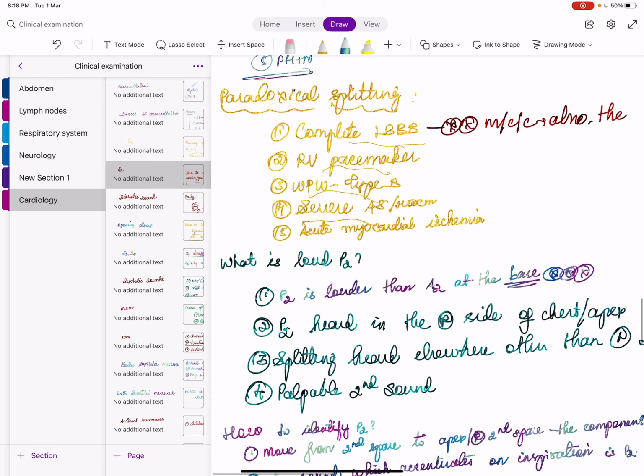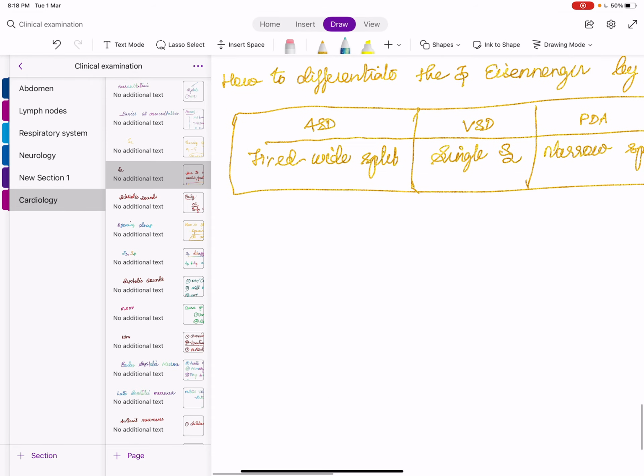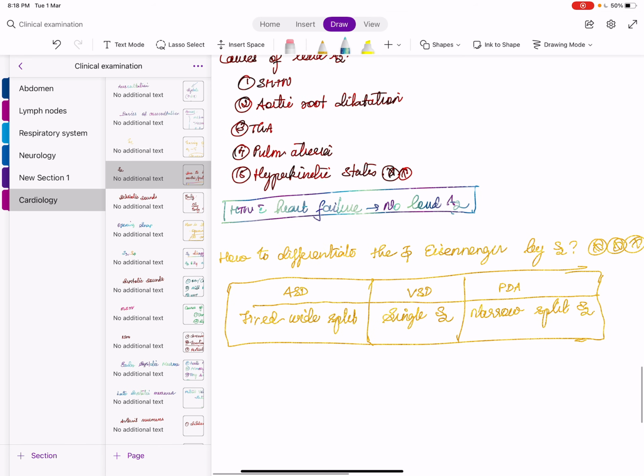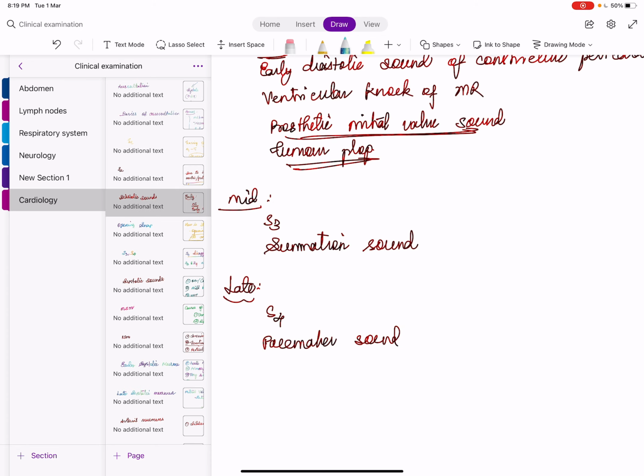Loud P2 we are saying? Loud P2 means, I'll tell again, P2 is a sound which is heard only in the pulmonary area. I'll tell that while discussing split. If P2 is heard in any area other than the pulmonary area, it is loud. Simple. So this is the concept of objective loudness or intensity. Nothing to do with experience, but things come with experience.